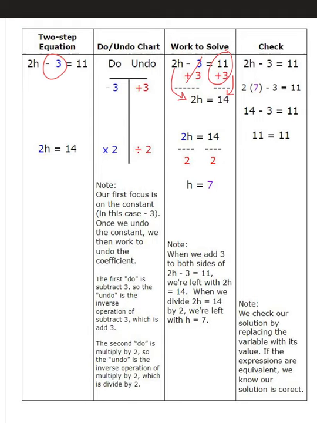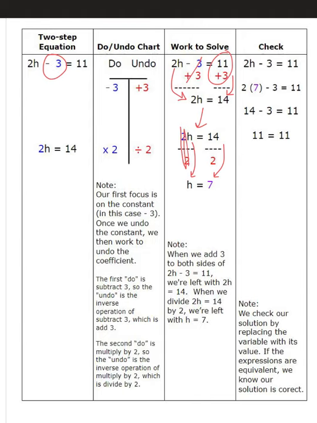So now we have this new equation right here, 2h equals 14. Now 2h means 2 times, so the undo of multiplying is divide, so divide both sides by 2. That leaves you with h. 14 divided by 2 is 7, so your answer is 7.